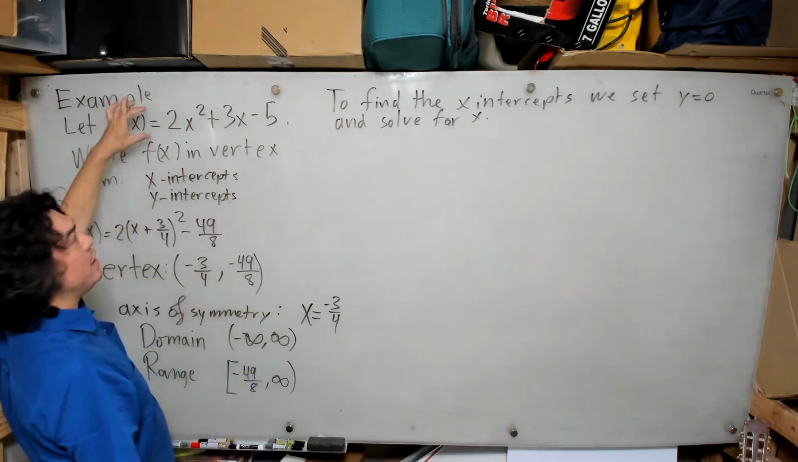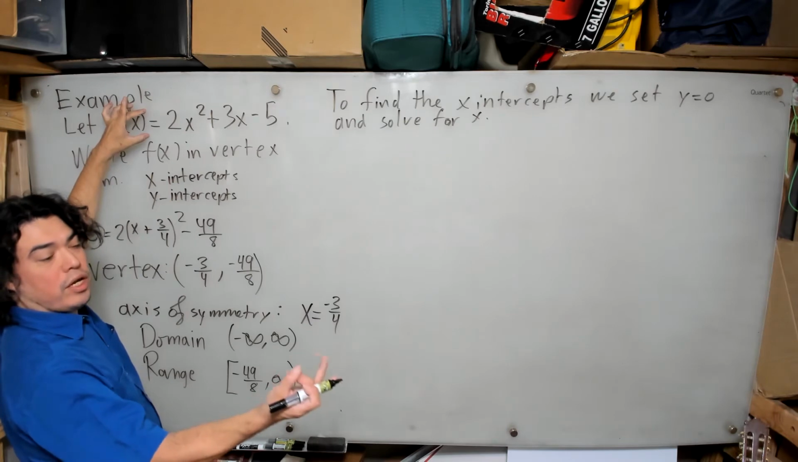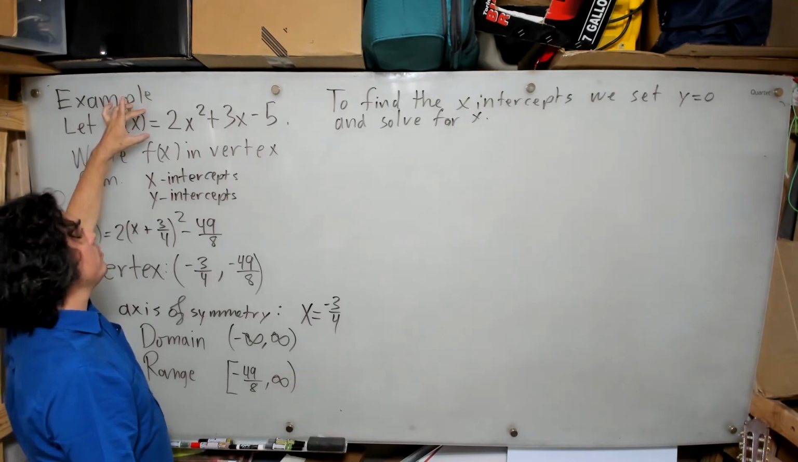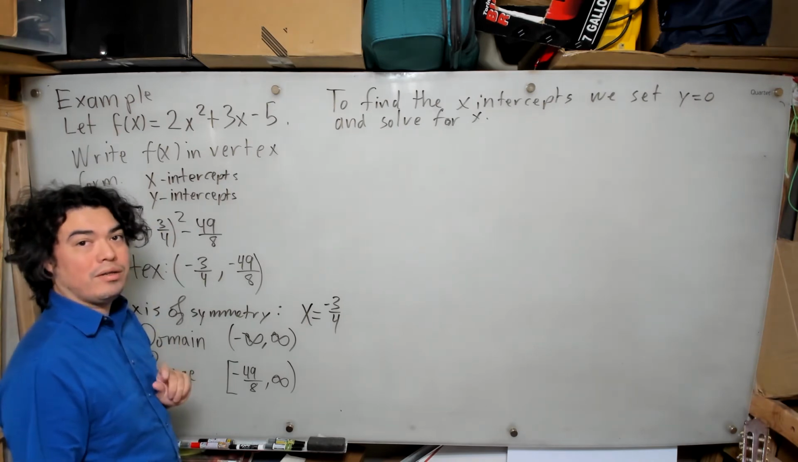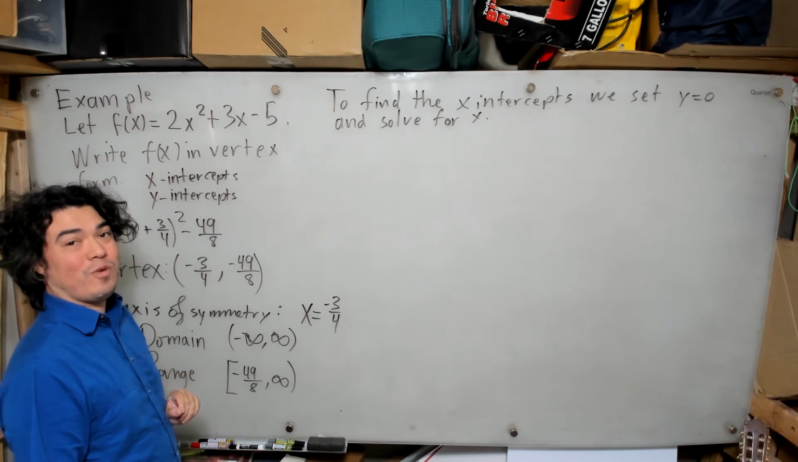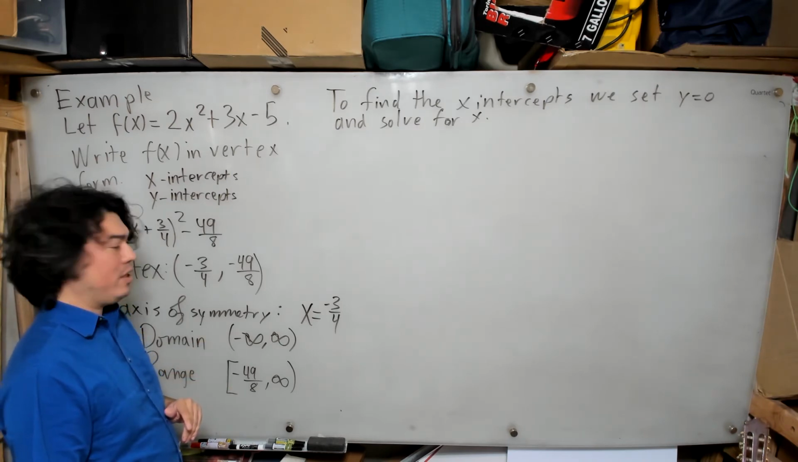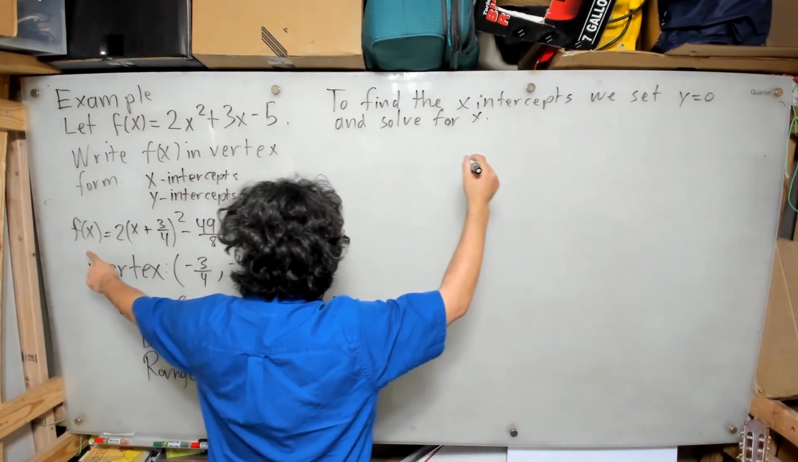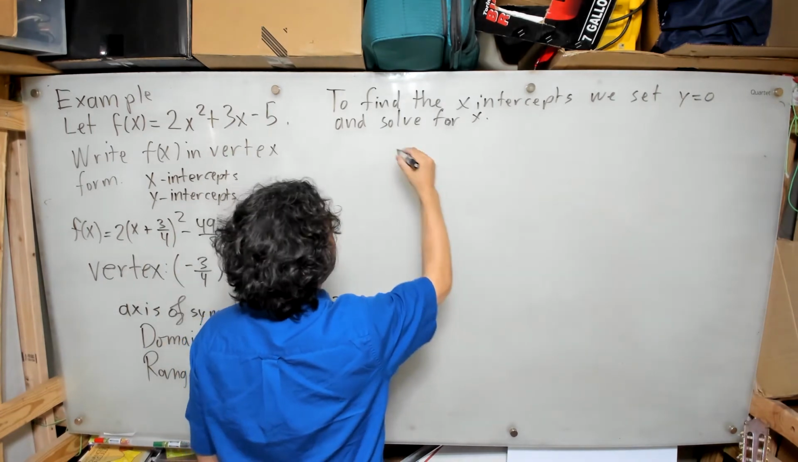Now, I could set this equal to 0, and then we could try to factor it, we could try to complete the square, we could try to use the quadratic formula. But since we already got the vertex form, we actually already have done the completing the square. So I'm going to take my vertex form and I'm going to set it equal to 0, because I'm going to set the y equal to 0.